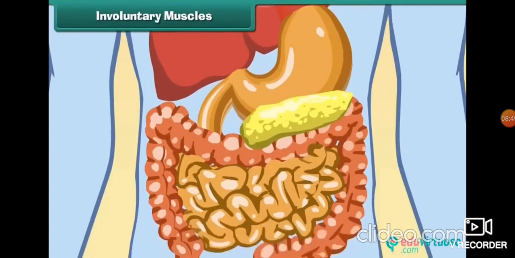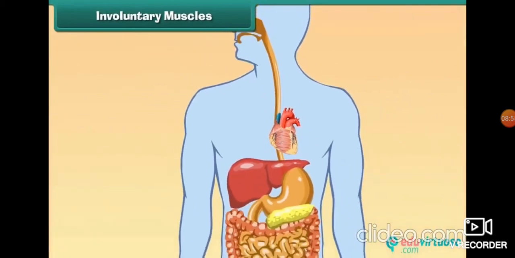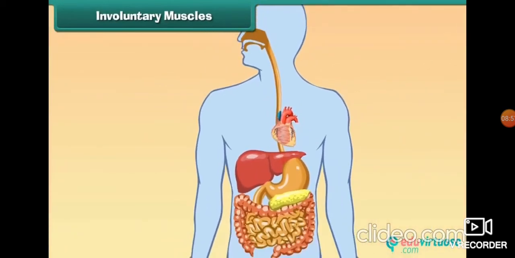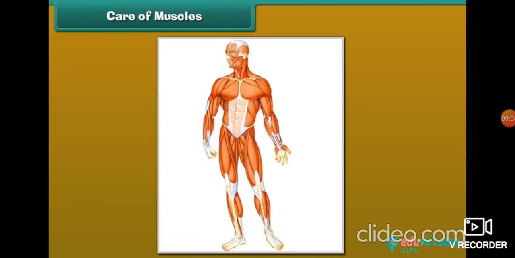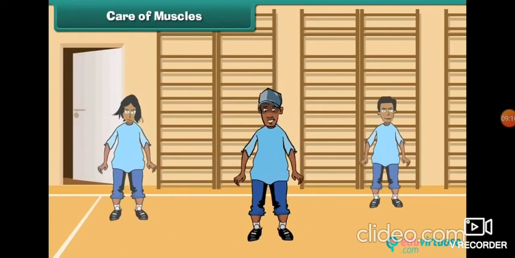But there are a few muscles which we cannot control. For example, the stomach, intestine, heart. The heart muscle is also known as cardiac muscle. Or your lungs. These are all types of involuntary muscles. We cannot control them. These movements which we cannot control are known as involuntary movements.